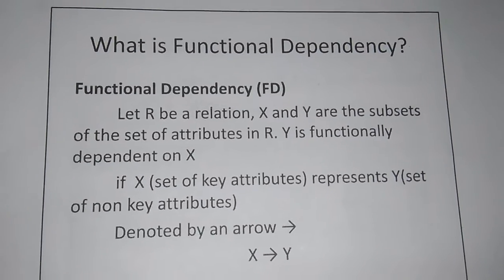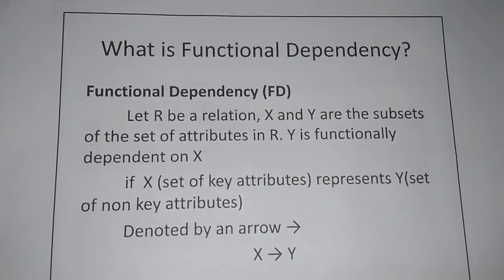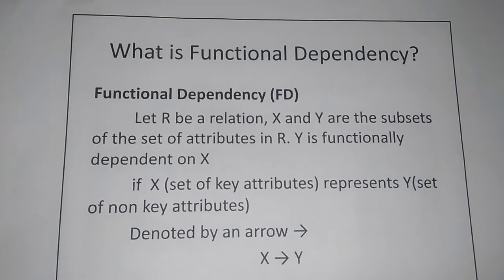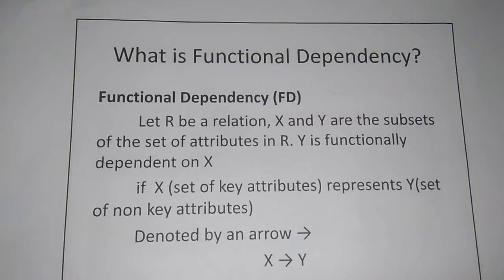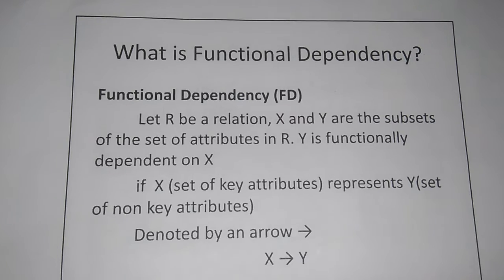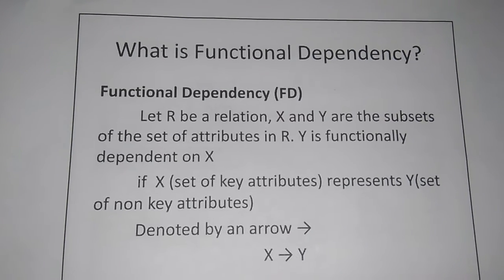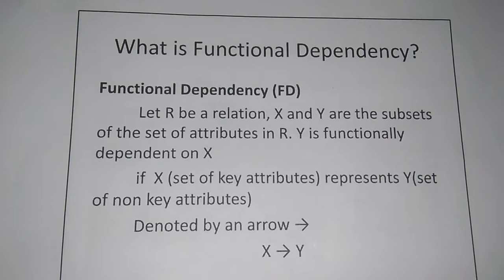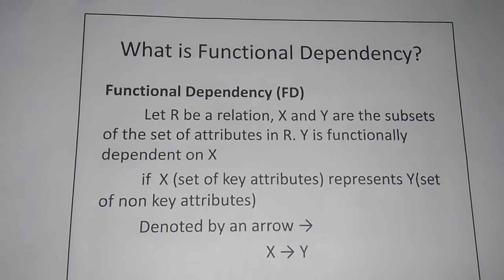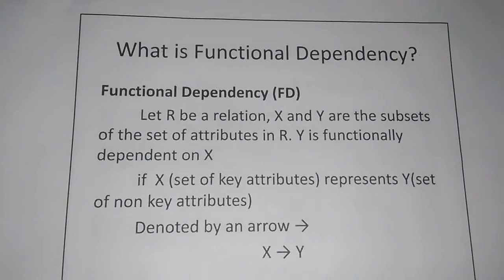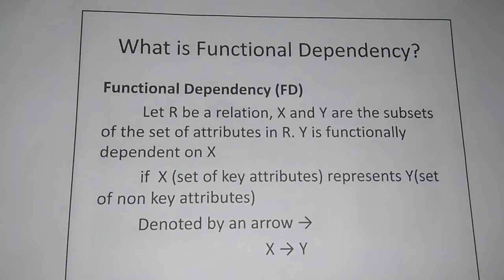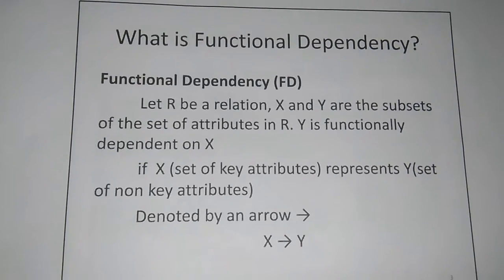Let's see what is functional dependency. Let R be a relation. X and Y are subsets of the set of attributes in R. Y is functionally dependent on X if the X set of key attributes determines the Y set of non-key attributes, and it is denoted by an arrow, X → Y. Here Y is functionally dependent on X if and only if each value of X in R is associated with one value in Y. Here X functionally determines Y.